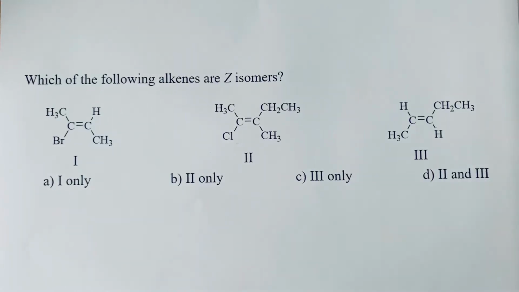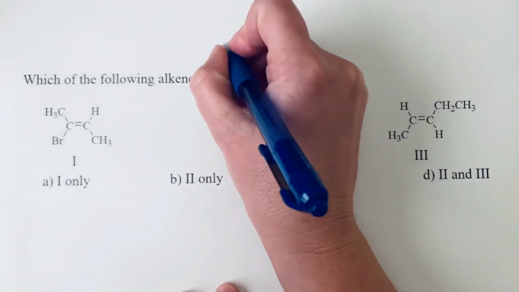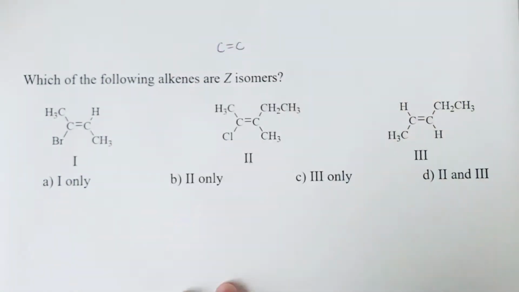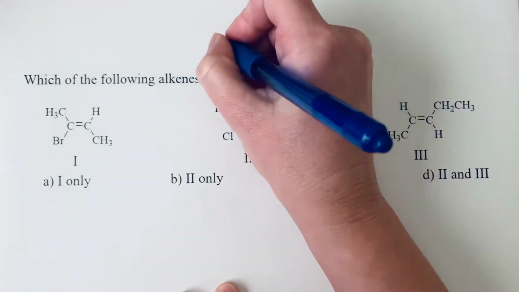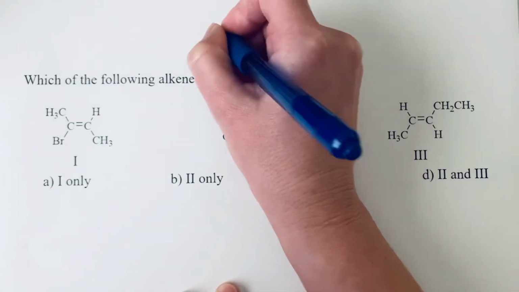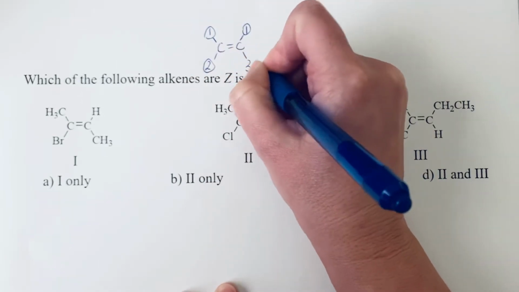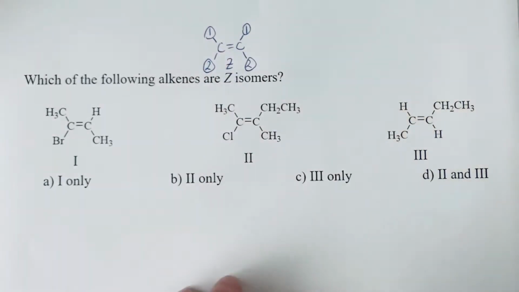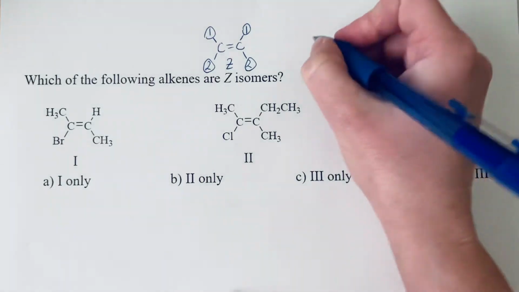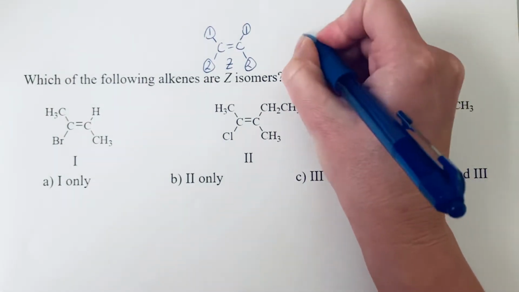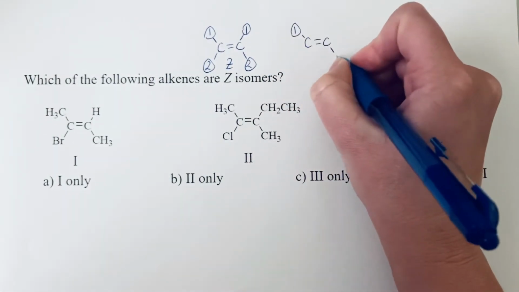Which of the following alkenes are Z isomers? E and Z are the terms that we use to describe the stereochemistry of alkenes that are not symmetrical. When you have a Z alkene, that means you've got the two highest priority groups on the same side of the alkene. So that would be a Z alkene. The E alkene would be the opposite of that, when you have the two high priority groups on opposite sides of the alkene.